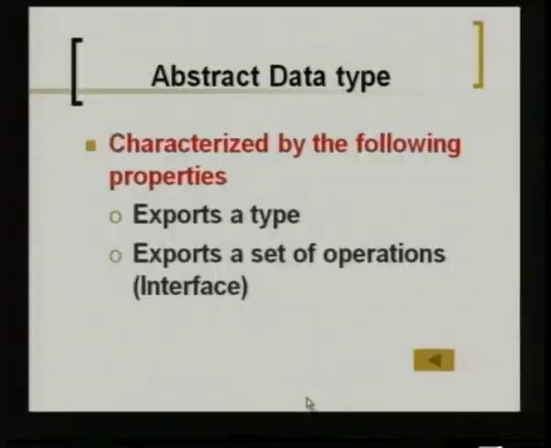Next, we have something called abstract data type. As I said before, a class is an implementation of an ADT. So, here in detail we are going to see what that abstract data type is. It is characterized by two properties. One is a type, it exports a type. And it exports a set of operations or interactions or methods or functions or whatever name you can give. It all means something that is done, some work that is done, some task that is done.